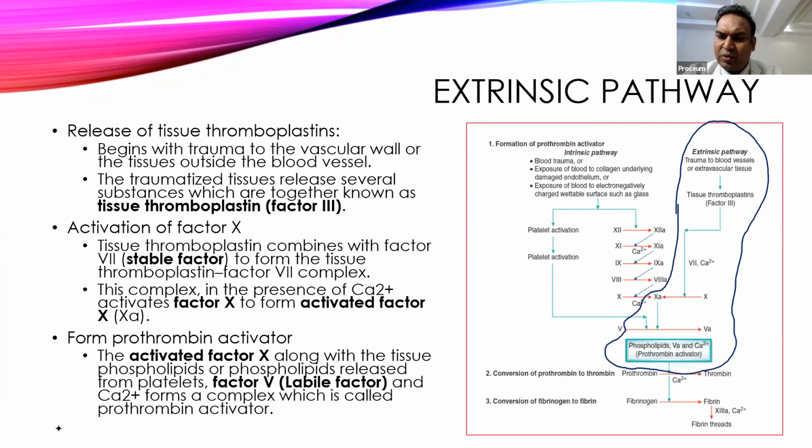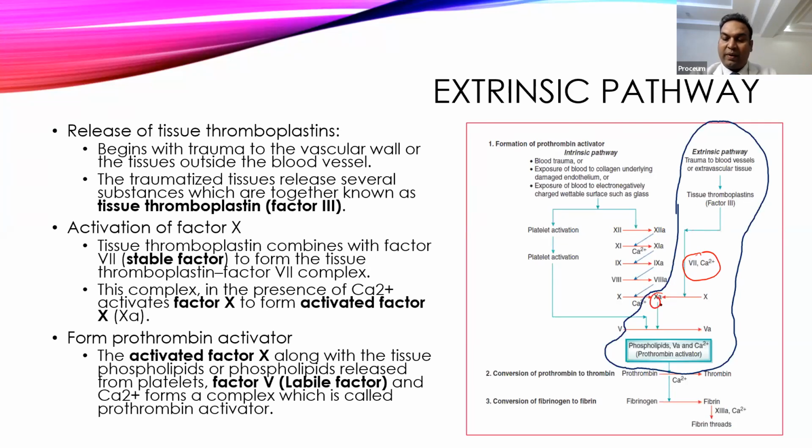Whenever injury occurs to the tissue or blood vessels, the damaged tissue and blood vessels will release factors. All these factors released together are called tissue thromboplastin, that is factor 3, and it is released into the blood. This tissue thromboplastin acts directly on factor 10 with the help of factor 7 and calcium, and that will convert factor 10 into activated factor 10.